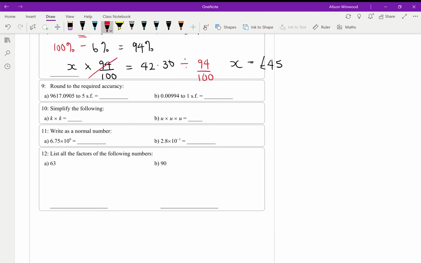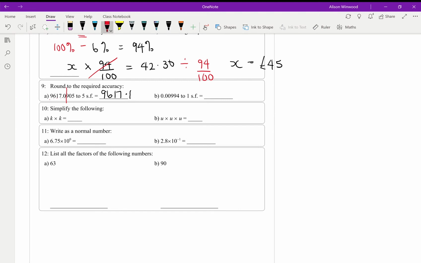Five significant figures. Significant figures we count from the very beginning. So 1, 2, 3, 4, 5. So I've got 9,617 point. And instead of a 0, it's got a 9 after it, so it rounds up to a 1.